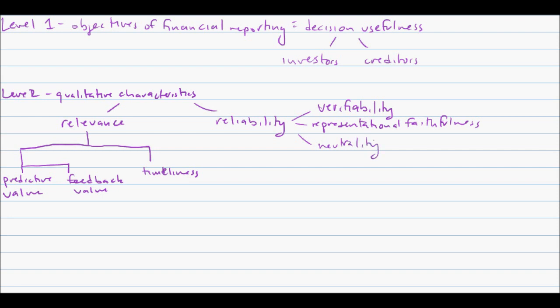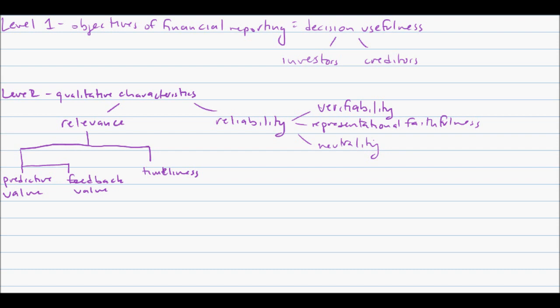So, like I said before, the three ingredients of reliability are verifiability, representational faithfulness, and neutrality. Information is said to be verifiable when an independent party, given the same data and using the same methods, would obtain similar results. For example, if two different accounting firms were asked to audit a company's financial statements and they reached the same conclusion about the financial statements, then they're verifiable.